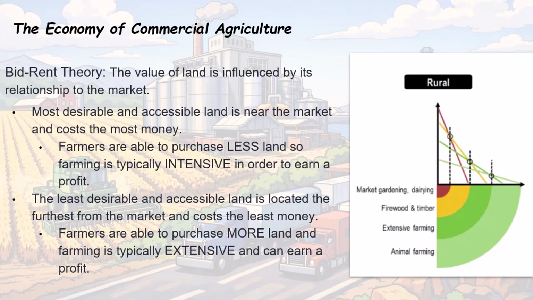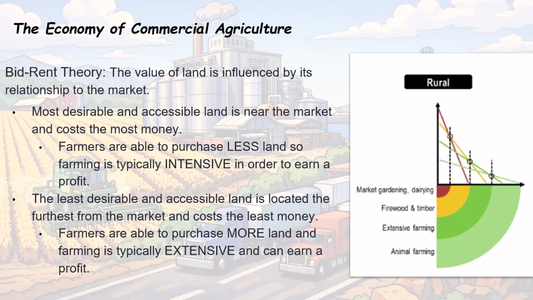So what happens near the market? Land is expensive. Farmers can only afford small amounts of it. That means they have to go full intensity mode. Market gardening, dairying, high-value crops, perishable goods, fast turnover, maximum profit per acre. It's basically agricultural hustle culture.